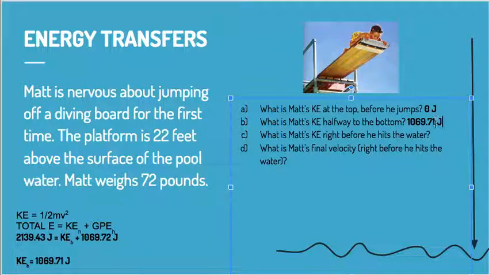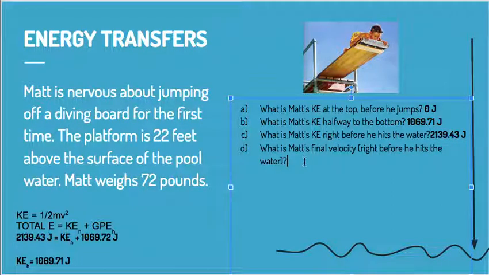Okay, what is Matt's kinetic energy right before he hits the water? We could plug into the equation again, and instead of the halfway value for GPE, we could plug in 0 joules, or we could just use our energy transfer conceptual analysis and say that all of the GPE from the top, all the stored energy, converts into kinetic energy right before he hits the water. So the final kinetic energy should be equal to the initial stored energy at the top, and that's equal to the total energy. So 2139.43 joules should be the kinetic energy of Matt right before he hits the water.